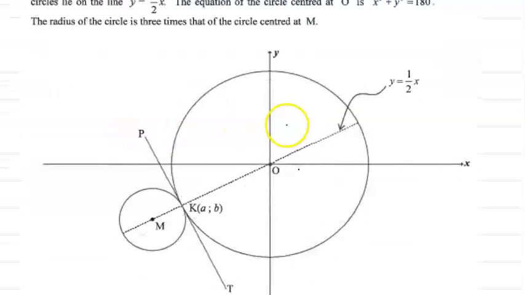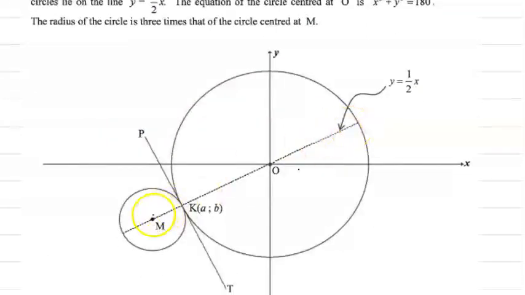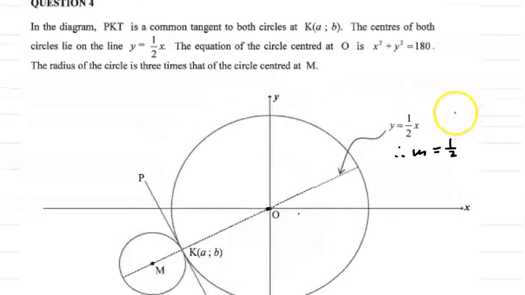So let's go and look at the diagram. What do they give us? They give us the equation of this line, which is basically OKM. So this line here, and it's y equals half x. Remember that it goes through the origin. And the standard form of a straight line is y equals mx plus c. So therefore, by inspection, you can see that the gradient of this line is half, m equals half. What else do they give us?